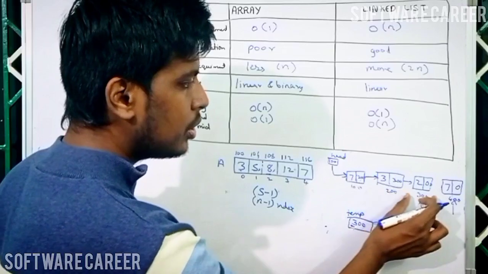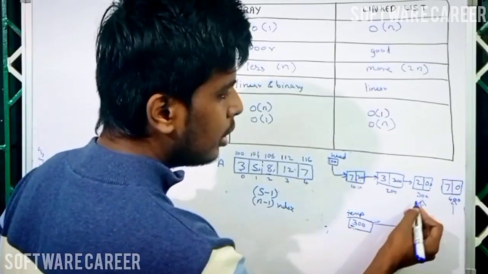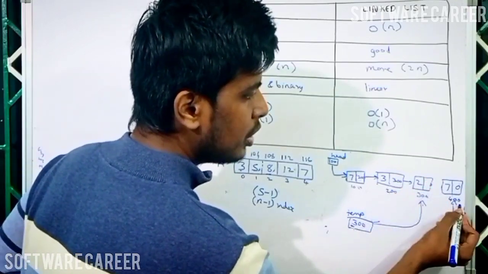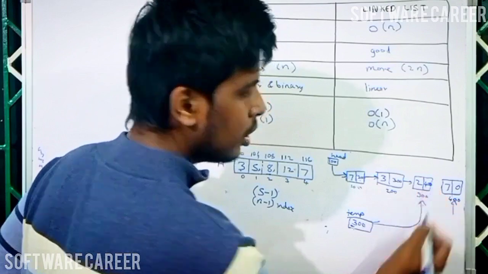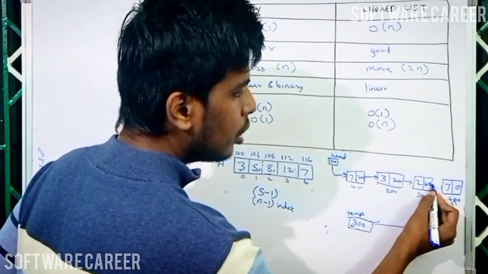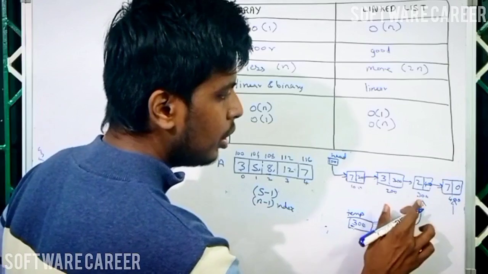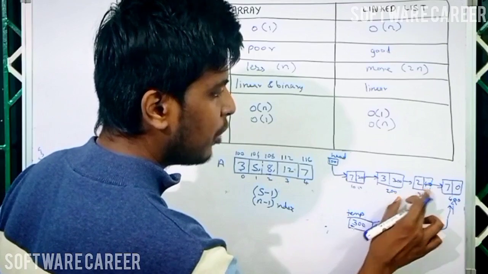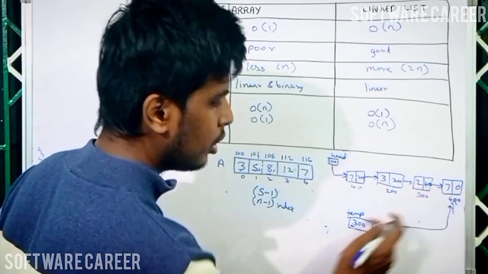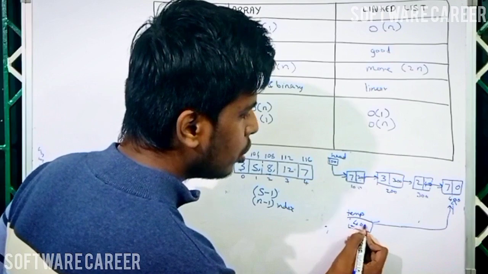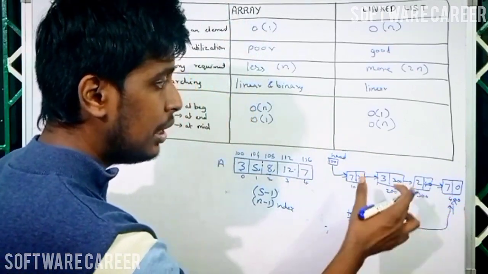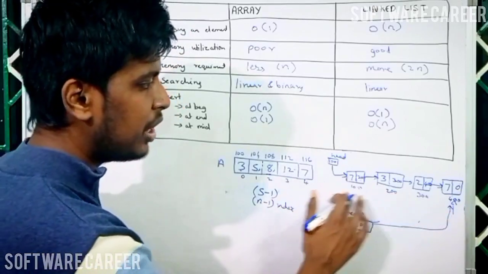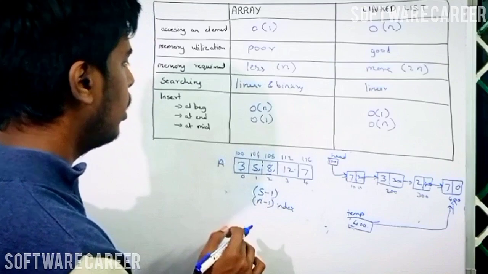Then when the temp value is 300, you should change temp's next value, that is this 0, to the new node's address, that is 400. After this you should move the temp value: temp equals temp next. Temp was 300, so 300's next is 400, so this changed to 400. So inserting an element at the end of a linked list takes O of n because you are traveling n elements, all the elements from beginning till last.